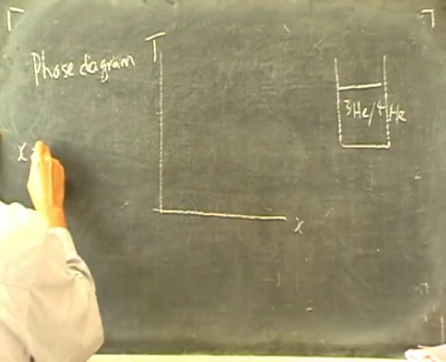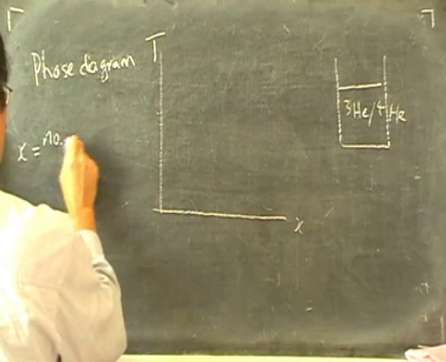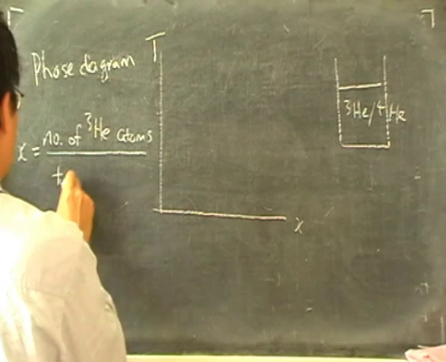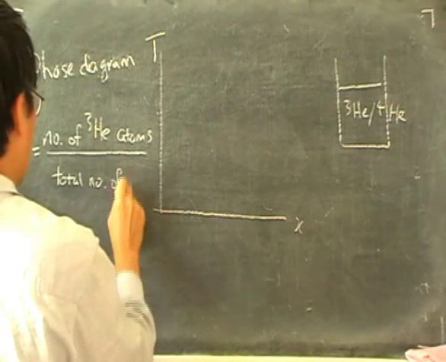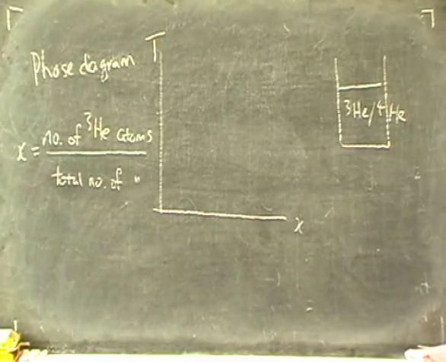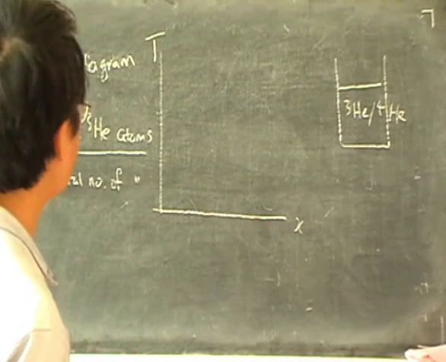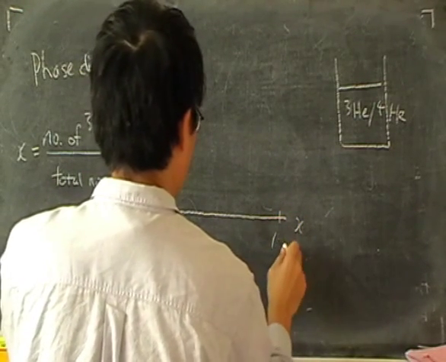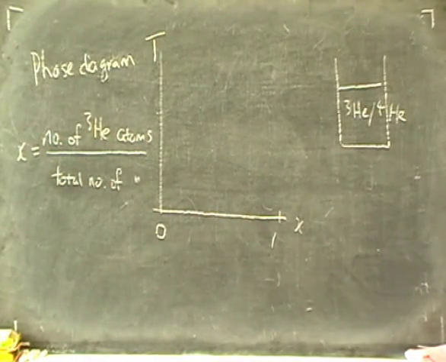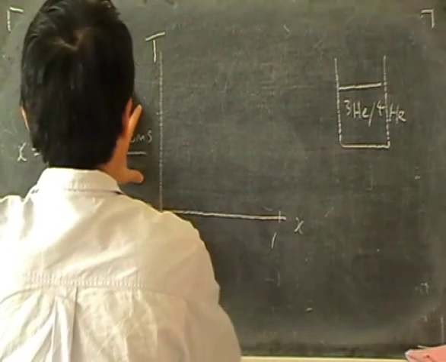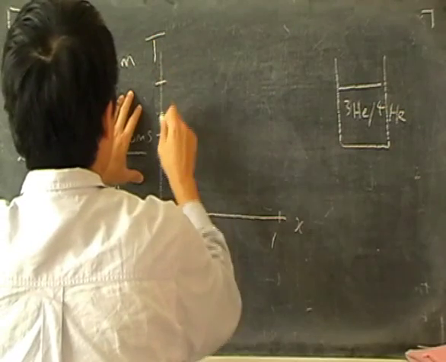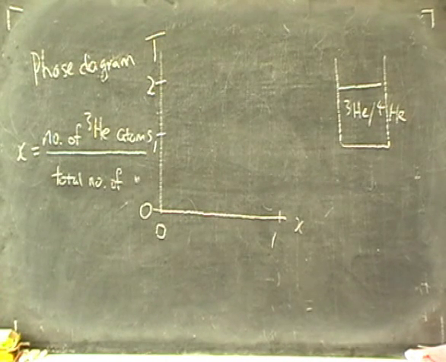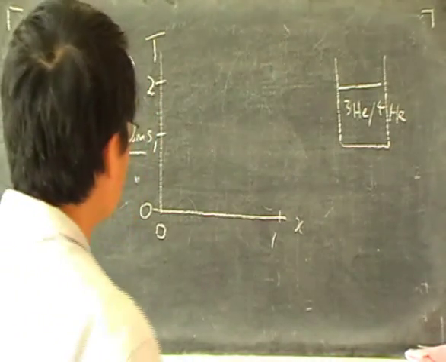Let me write this down. The number of helium-3 atoms divided by the total number of atoms. So that's the x. So the range goes from 0 to 1. Now the temperature of interest is just a few Kelvin, so let's say that's 1 and that's 2. Right. And the phase diagram looks like this.